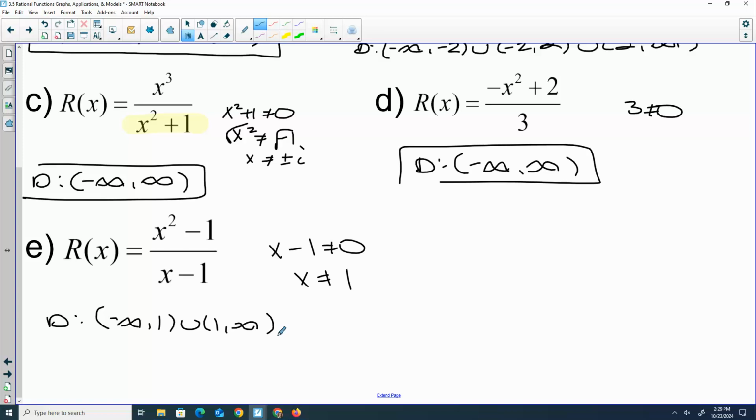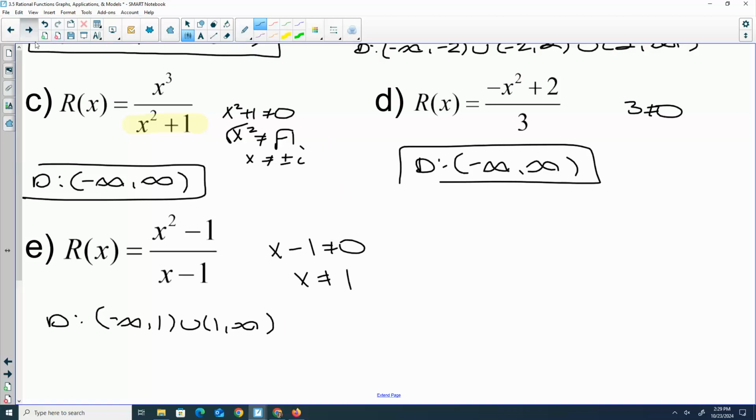Questions? So far, so good? You guys can find the domain of a rational function? All you look at is the denominator. Okay.